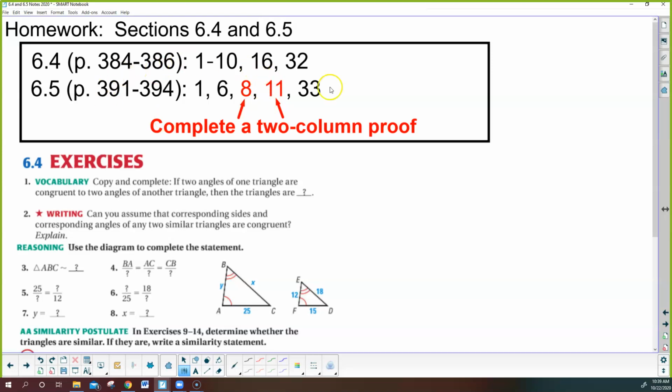My worked-out solutions are posted on Schoology, so when you're done, go to the homework section in Schoology, the homework answers, and check your work, and just compare and make sure that everything looks perfect.